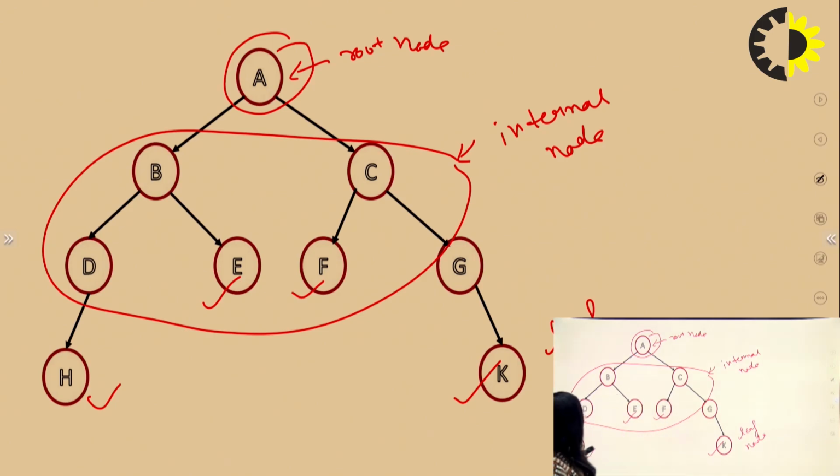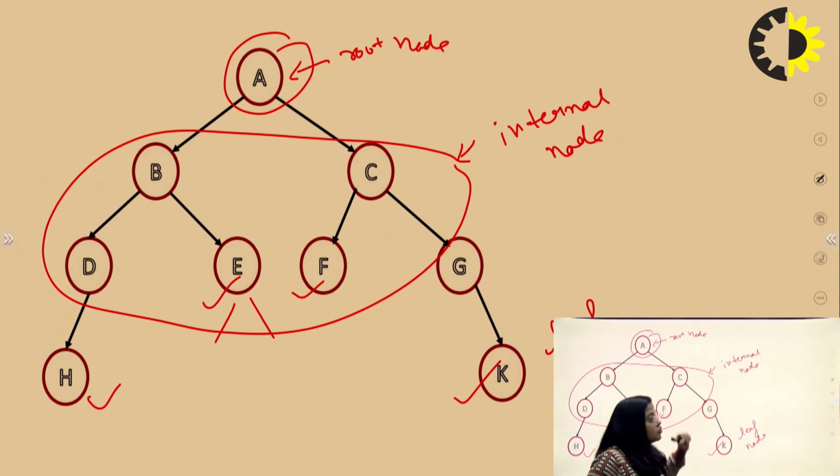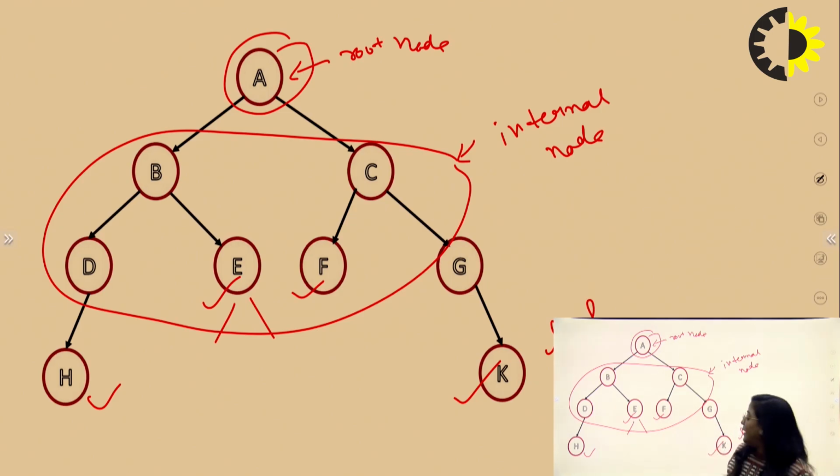According to this, does H have any child? No, so it is a leaf node. Same thing, does E have any child? No left child, no right child, so it is called a leaf node. This one is also a leaf node, and K is also a leaf node. But G is not a leaf node because G has a right child.